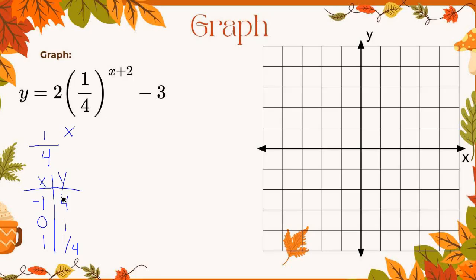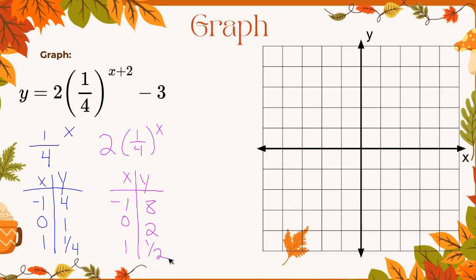So by plugging these in, I have taken care of the exponent, right? Because I had to plug those into the exponent. So then, if I want to look at my 2 next, now we are allowed to multiply. And we're going to multiply it to the outputs that we got. So 4 times 2 gives us 8. 1 times 2 gives us 2. And 1/4 times 2 gives us 1/2.